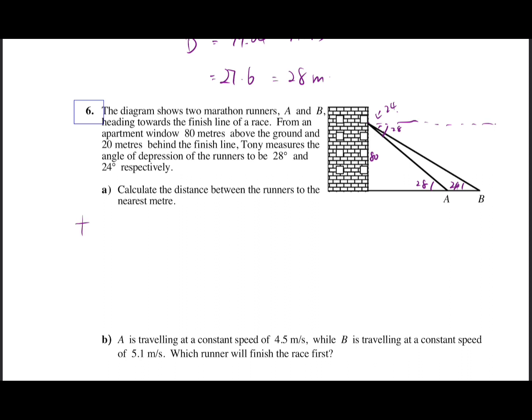So tangent 28 equals 80 divided by, we can just say this is C, and AC, so AC equals 150.45, and the second one is tangent 24 equals 80 divided by BC, so BC is 179.68, and then for the distance AB.